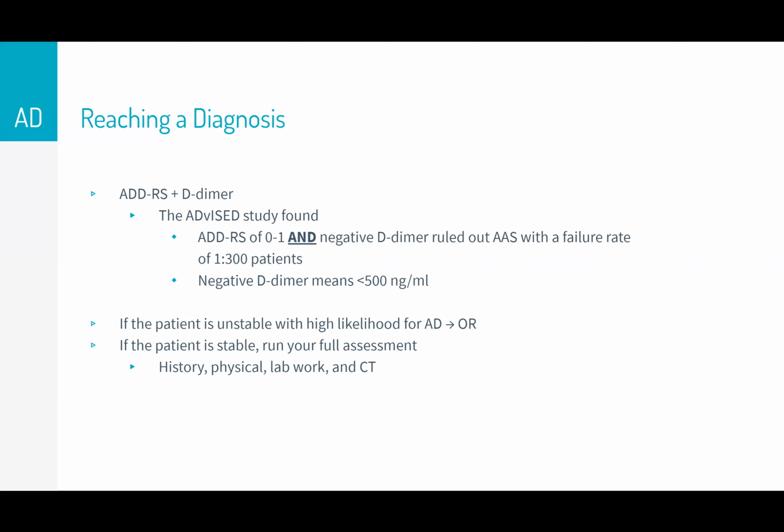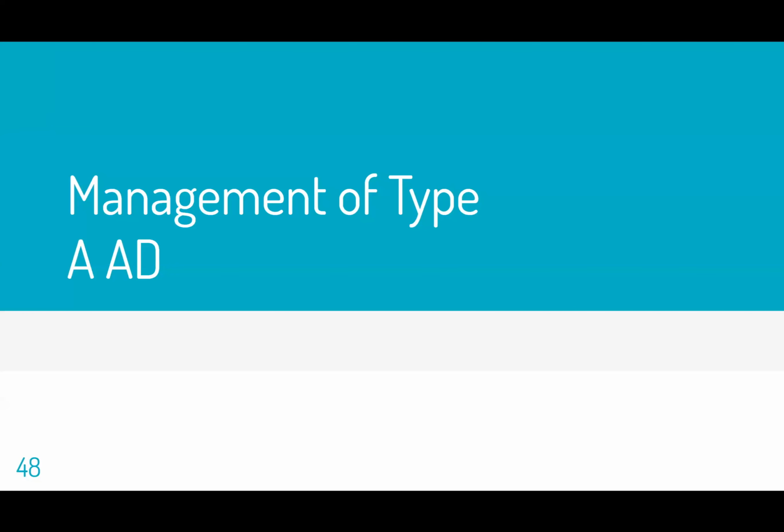Because if the patient is unstable, you will not wait for CT or any test results. You will just take the patient to the OR. You will stabilize the patient and send them into the OR and do the intraoperative TEE, the transesophageal, to diagnose. If he's stable, you can run your full assessment regardless of whether he's a high likelihood or a low likelihood. You can do history, physical, other lab work, and you can also send them for CT images. That concludes the first part.